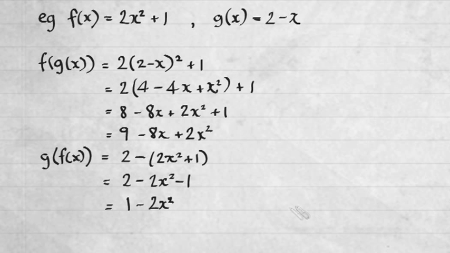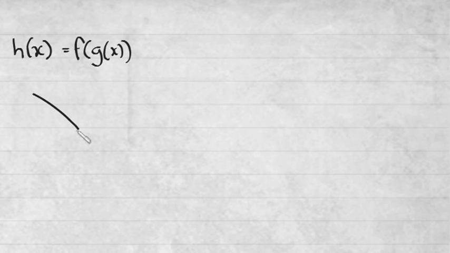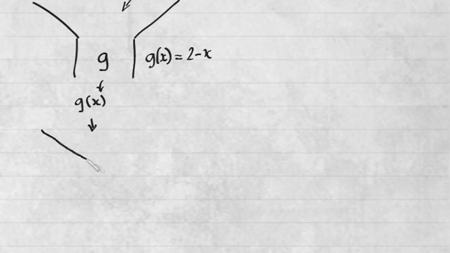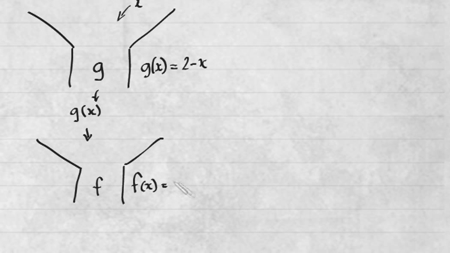Another way of looking at these functions is to think of the functions as a type of machine into which you throw numbers in the top, and the function acts on those numbers and spits them out at the bottom. So let's take g of x for example. Here g of x is equal to 2 minus x. If we throw x into the top of the machine, out of the bottom of the machine comes g of x. Now that g of x feeds into the next function, which in this case is f of x, and f of x is 2x squared plus 1. So out of the bottom of that machine we get f of g of x, we get the composite function.